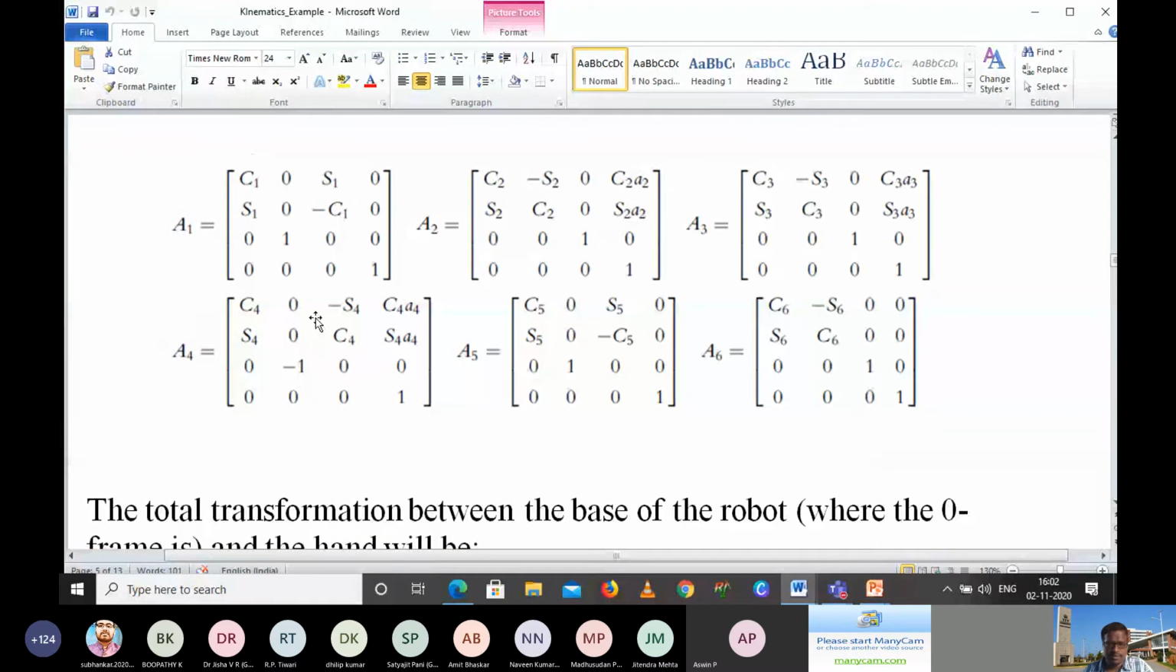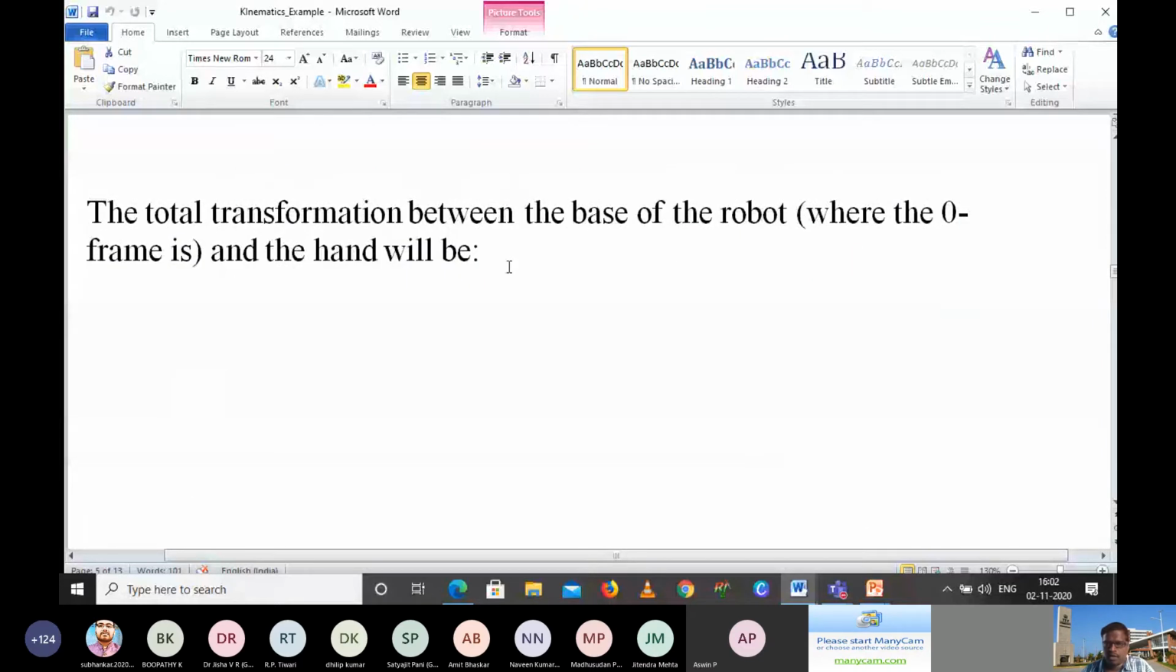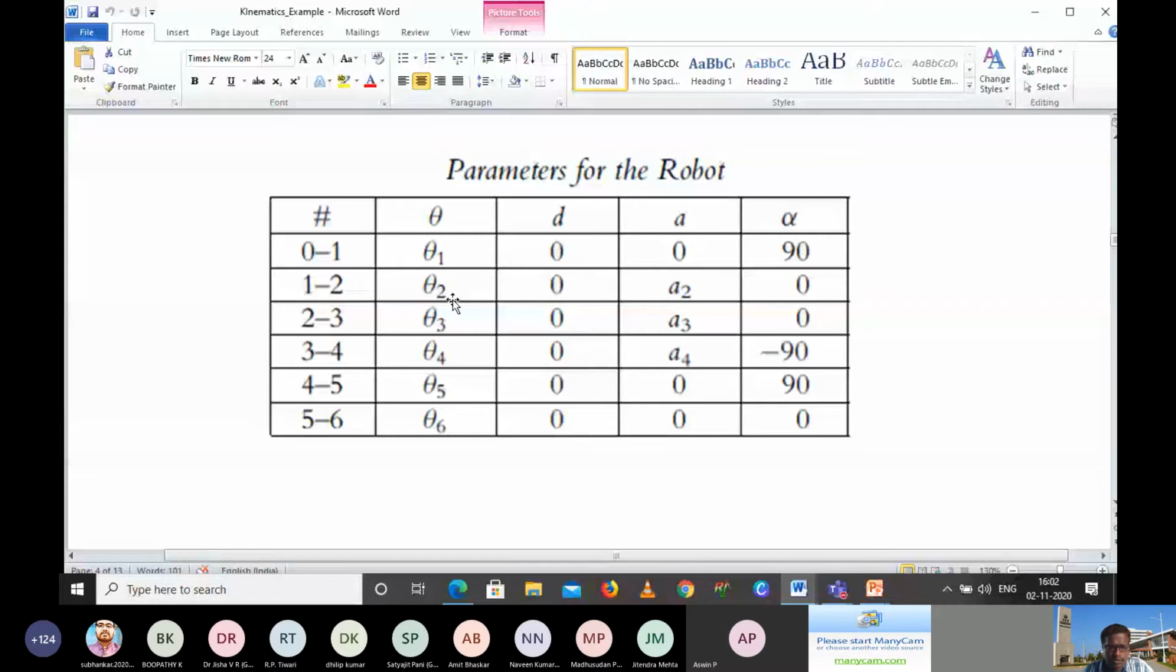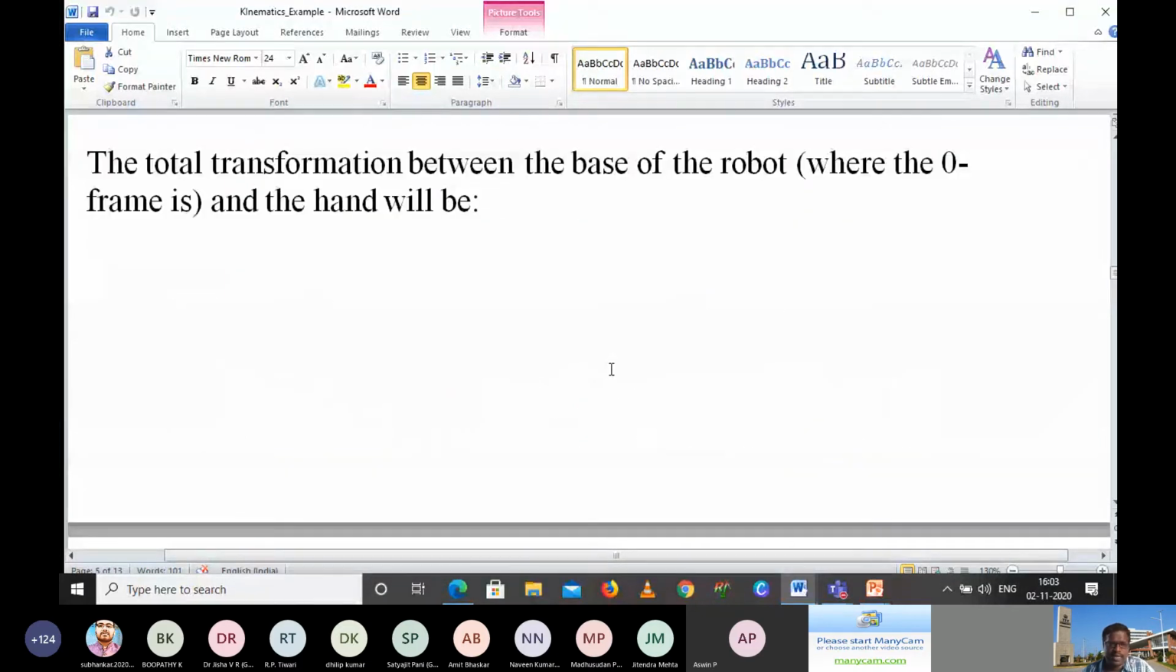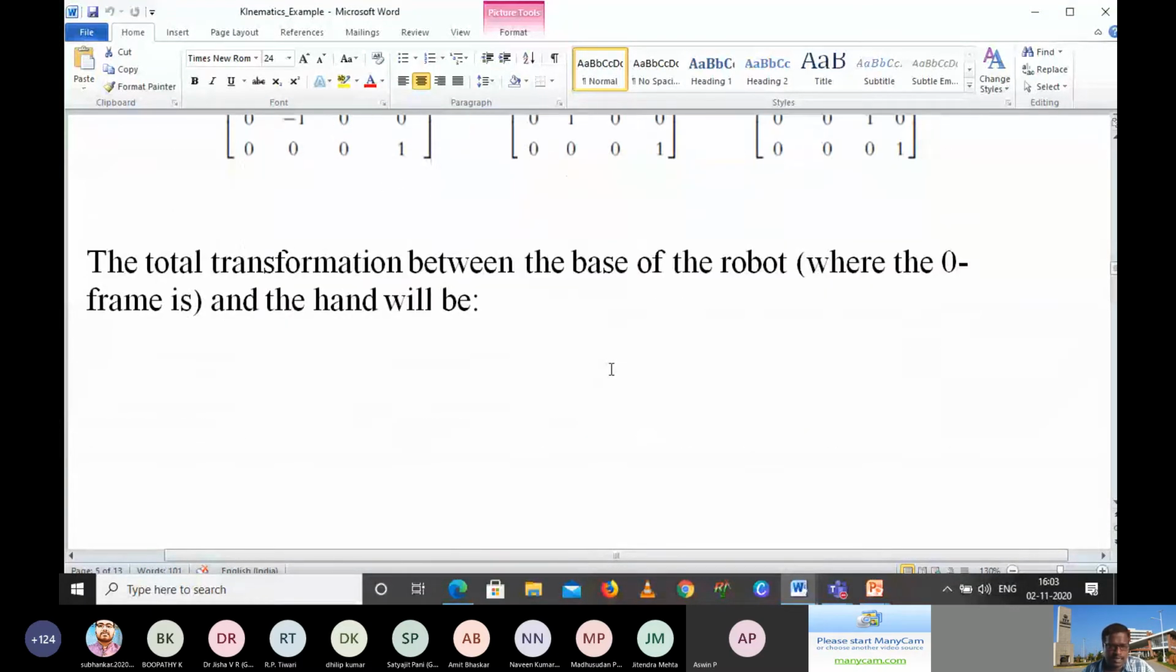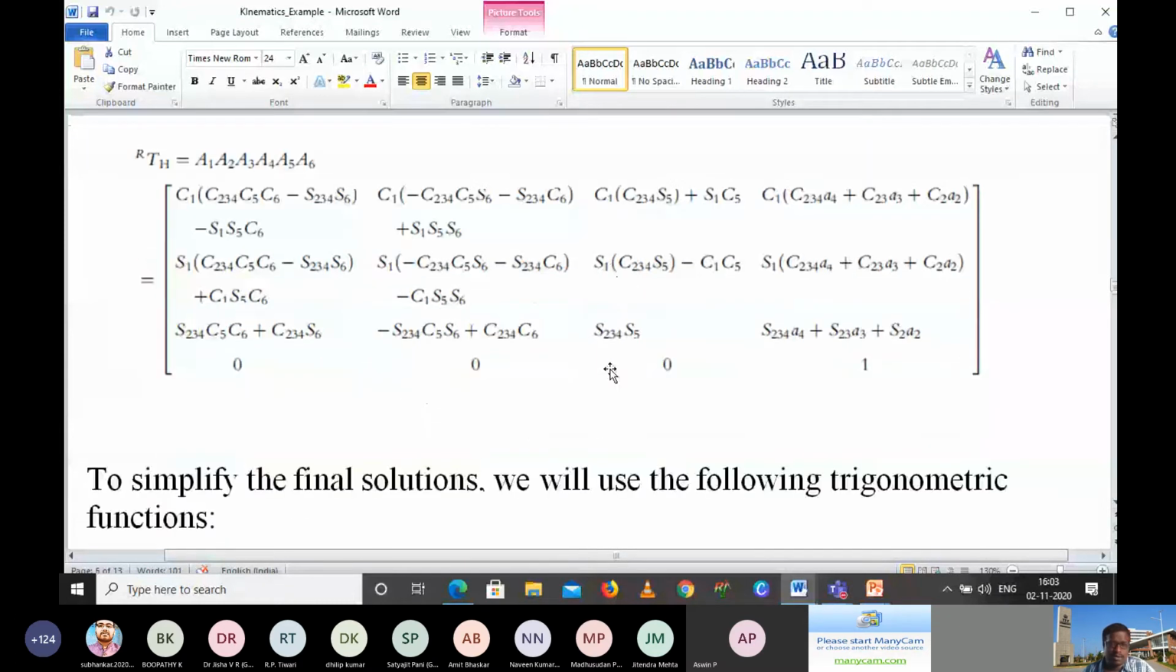So 6 transformation matrices you will get, and one by one we have to substitute. Finally, why we are doing this is to find the relation between the base of the robot and the hand, where it will be. From the base to hand you will find the relations. Once you vary these parameters, theta 1, theta 2, theta 3, theta 4, theta 5, or change the value of each parameter, you will get a different location of hand. If you give theta 1 equal to 0, you will get one position. Theta 1 equal to 30, you will get another position. Based on that only we are calculating the workspace.